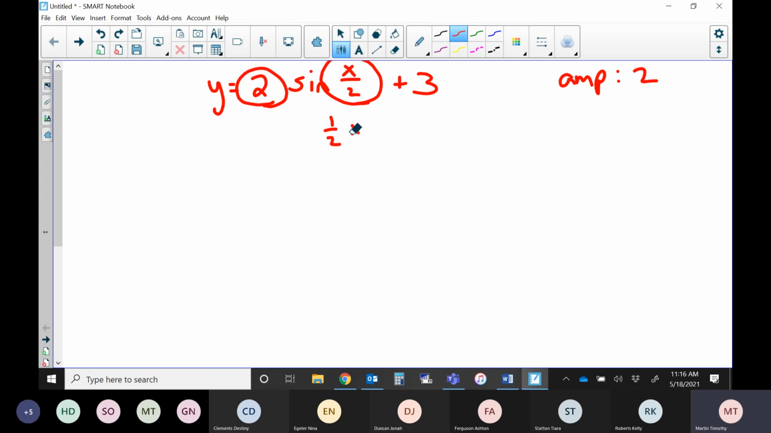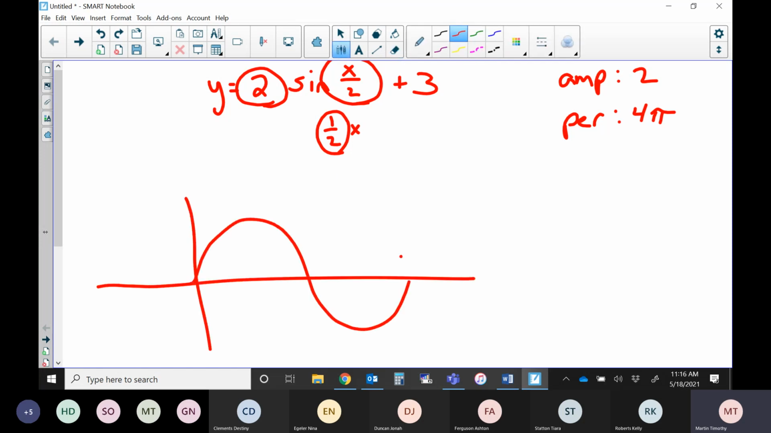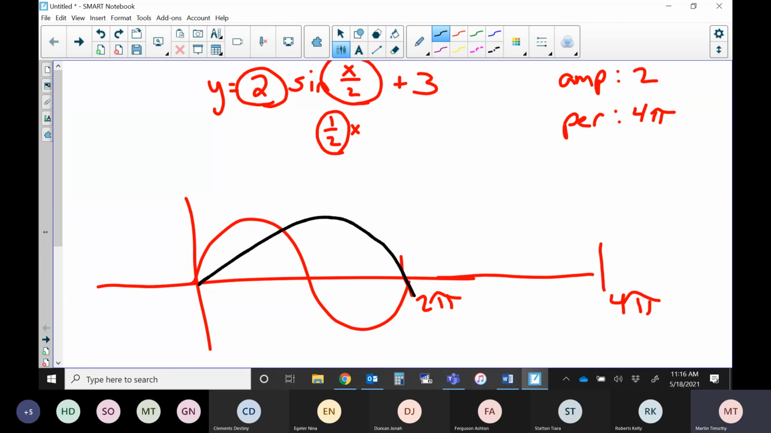This right here, I really want to see this as 1/2 of x. Well, what is that going to change? That's going to change my period. For this one, we take the reciprocal of that, which would be 2, and then we times it by 2 pi. So my period for this one is actually going to be 4 pi. Again, just to review what that means, normally this completes an up and a down in 2 pi. Well, that's saying that this one takes 4 pi to complete an up and down. That means it's going to look more like this.